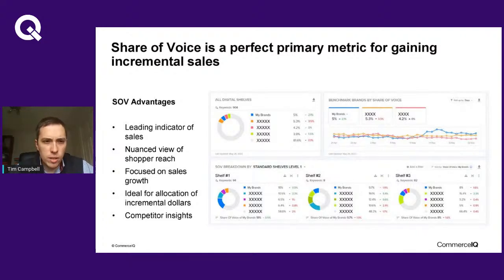And the key point I want to end with here is that share of voice is a leading indicator of sales, right?